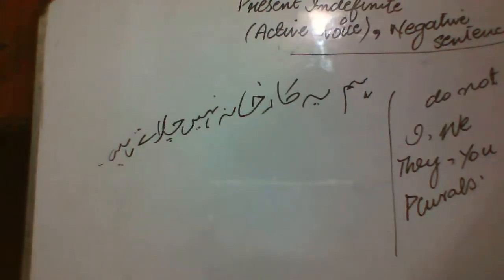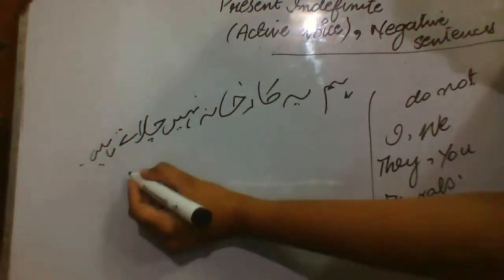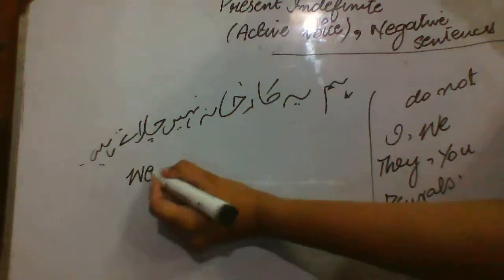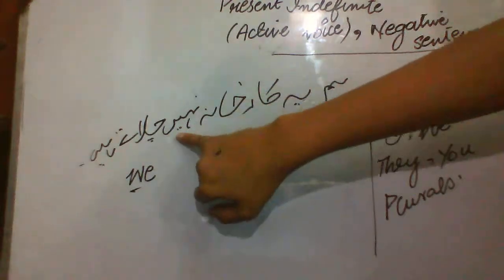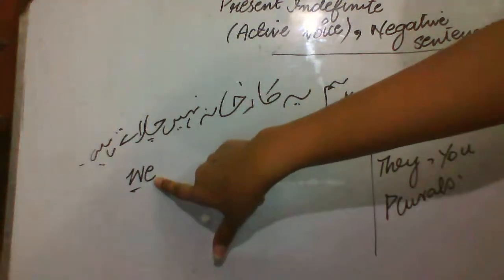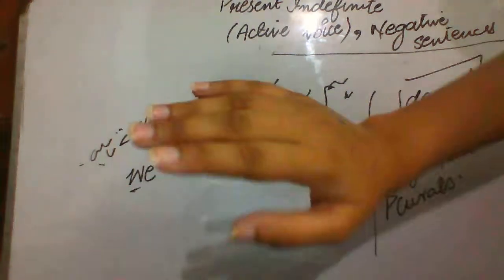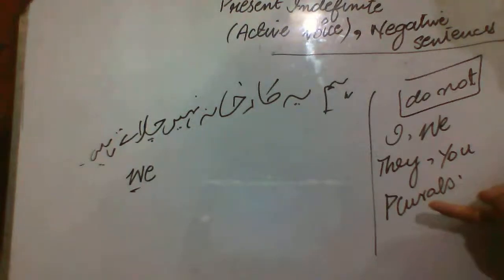First of all, what we're going to translate is the subject: we. We have a V over here, so we're sure that we're going to use do not instead of nahi, and no use of does not with these words, especially with we, okay? Please remember that we is a plural and we cannot use does not with these words over here, okay?